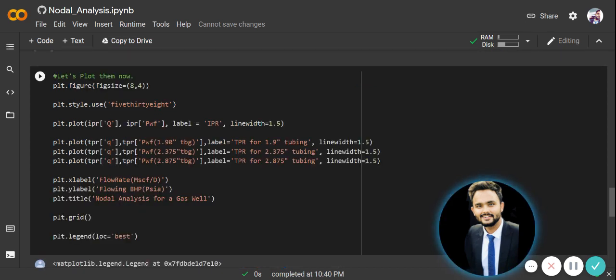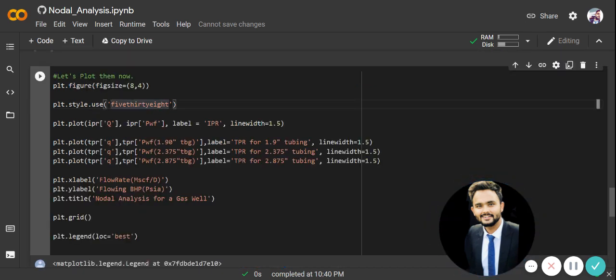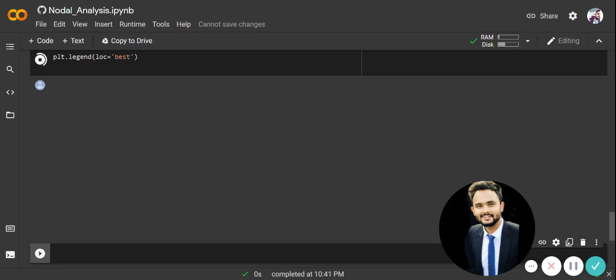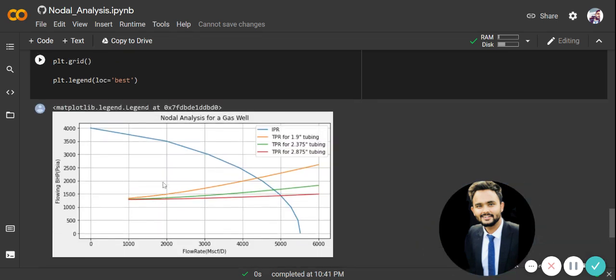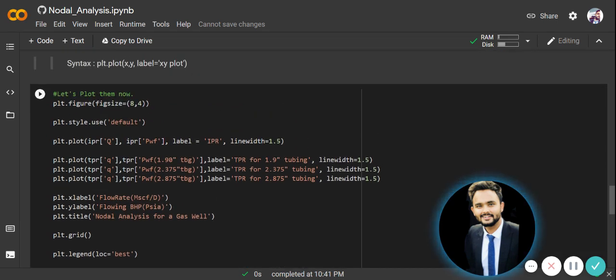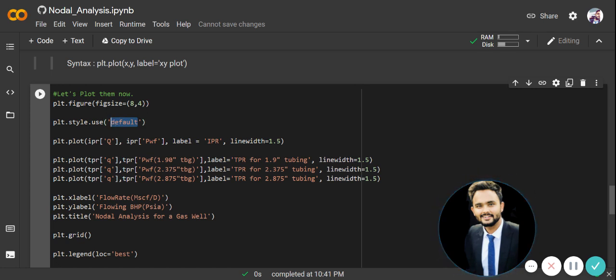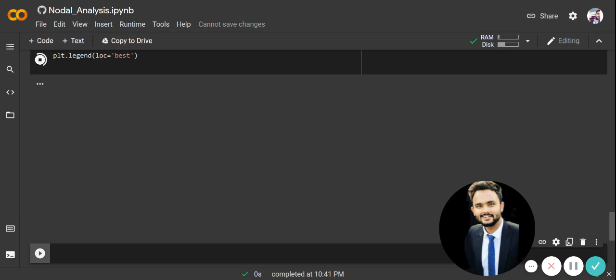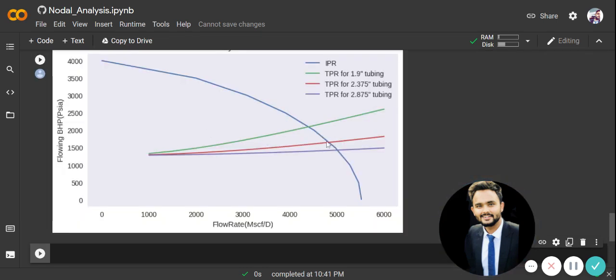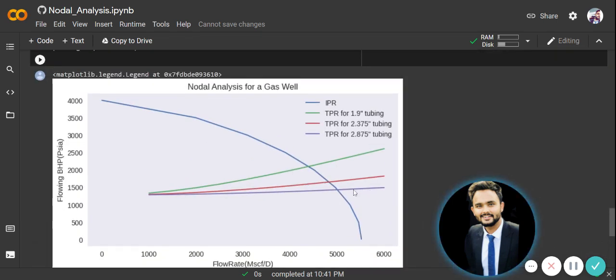So plt.figure you already know. This style is 538. Let's try a different style. Let's try default. It all looks like this. It depends on what you prefer. Let's say we want to do Seaborn kind of plotting customization, and it looks like this. Okay, let's keep it this way. It looks more neat to me.